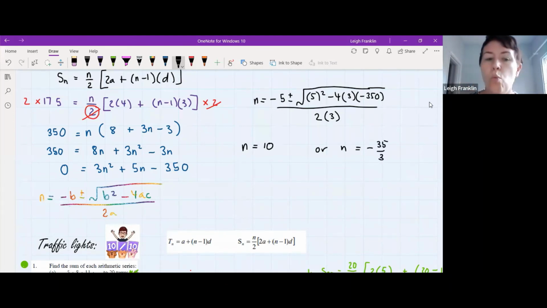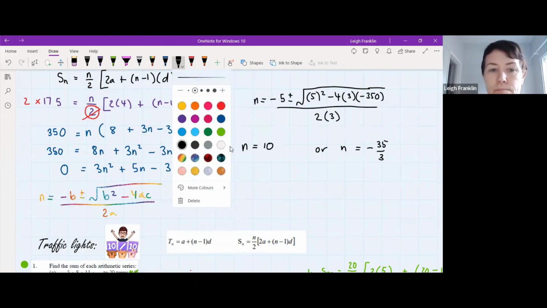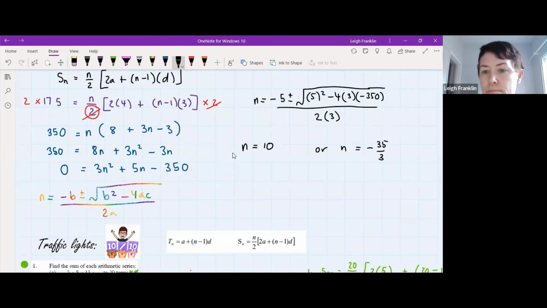Now, we have to make a decision. Is it possible for n to be a negative number or a fraction? Okay, it's not possible. Sorry, I'm just trying to extend the equal sign over there. So you have to disregard the answer that is invalid in this case. You don't scratch it out, Matrix. You put a line through the equal sign to say n cannot be minus 35 over 3.